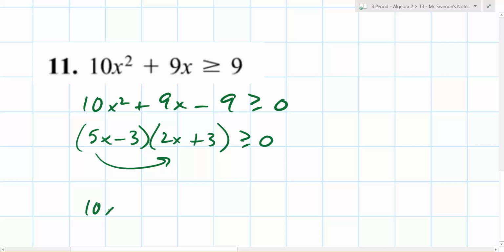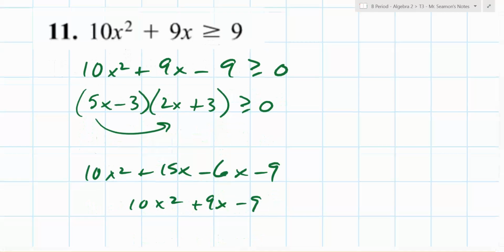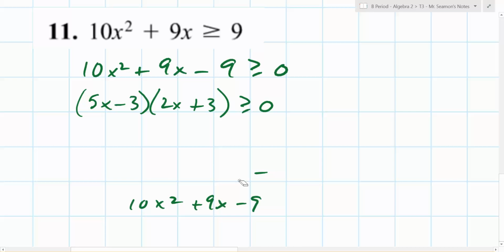So we got 10x squared plus 15x minus 6x minus 9. Oh, look at that. He factored it. Chris gets a gold star. Oh, excellent. Fantastic. I didn't think they would give you one you couldn't factor.